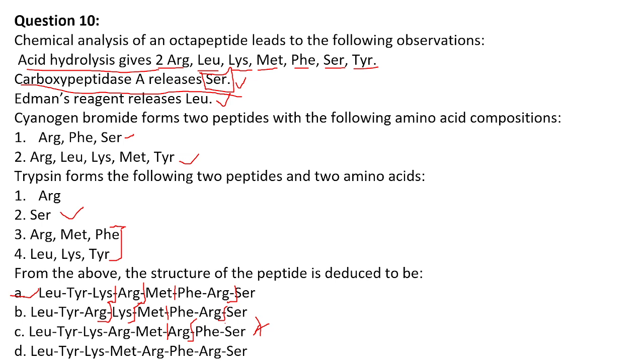Okay, so if the peptide is given and the information is given for the chemical analysis, then we can deduce what will be the structure, what will be the C terminus, N terminus, and what will be the sequence of the amino acids. Okay, fine.